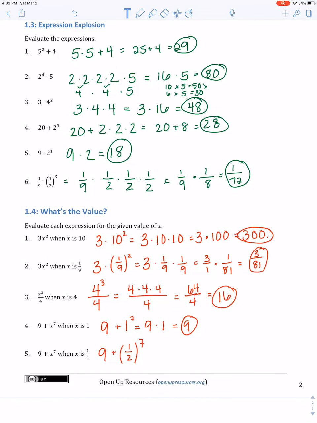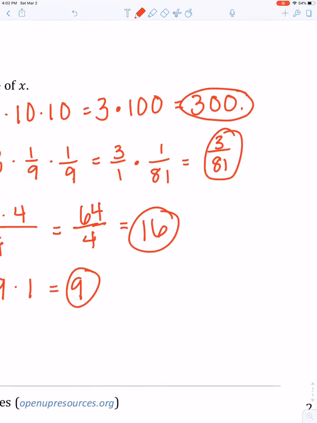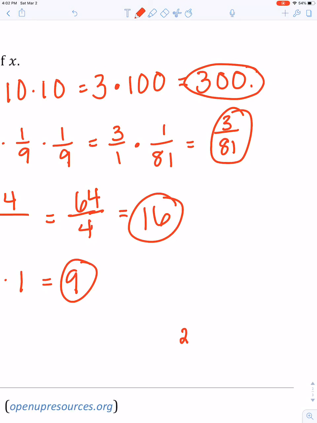Okay, so we need to figure out what 2 to the 7th is. So I'm just going to do a little side work here. 2 times 2 times 2 times 2 times 2 times 2, that's 6 groups, and we have 7 groups. If we organize our information here, I know that 4 times 4 is 16, 4 times 2 is 8.